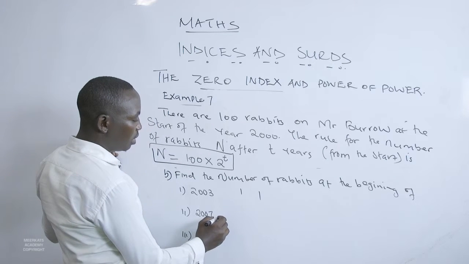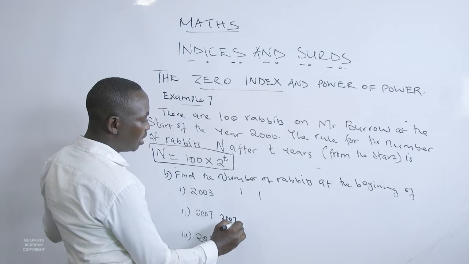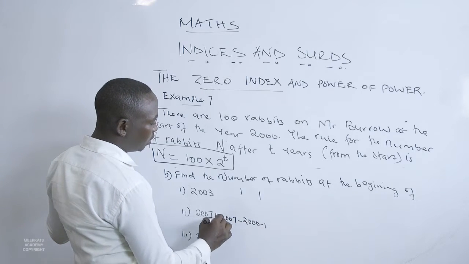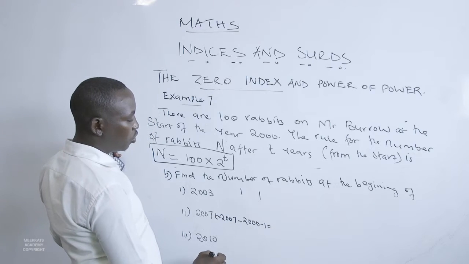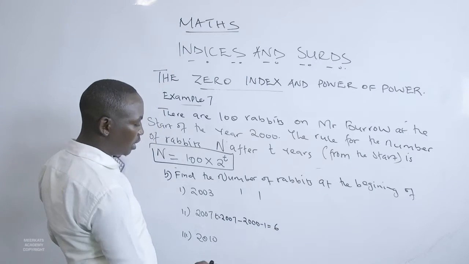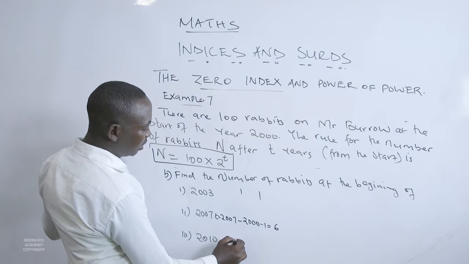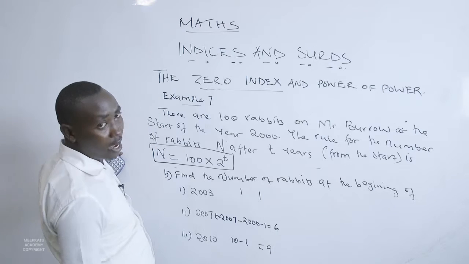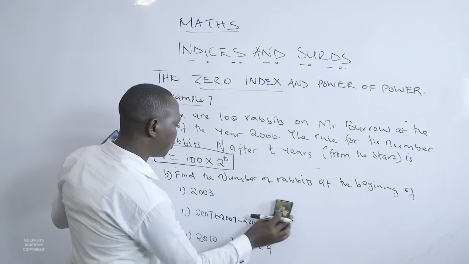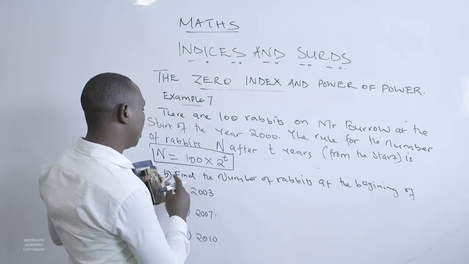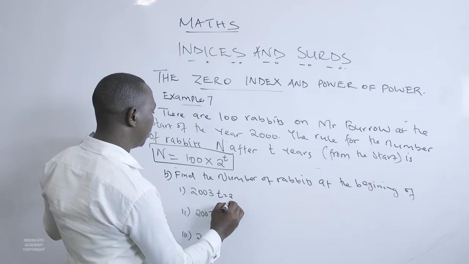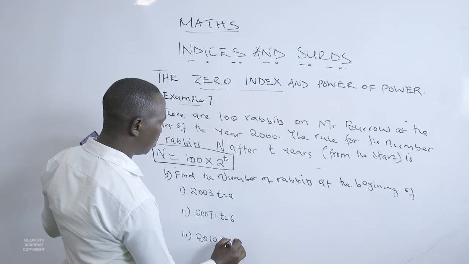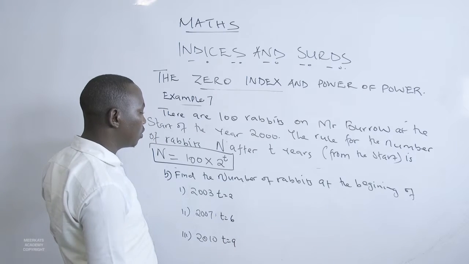The same with this. You can take 2007, you subtract 2000, then you less 1. So T is going to be 7 minus 1, which is 6 years. Same with this, 10 subtract 1, here T is going to be 9 years. So here T, we have said, is equal to 2 years. T is equal to 6 years. T is equal to 9 years. You take n subtract 1.